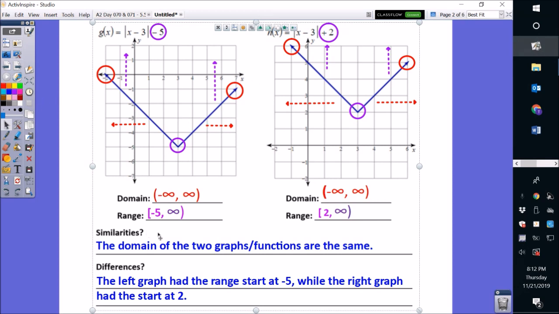So make sure you have this written down. Make sure you have all notes written down, especially the arrows, so that it can help you identify where it goes for domain and range.